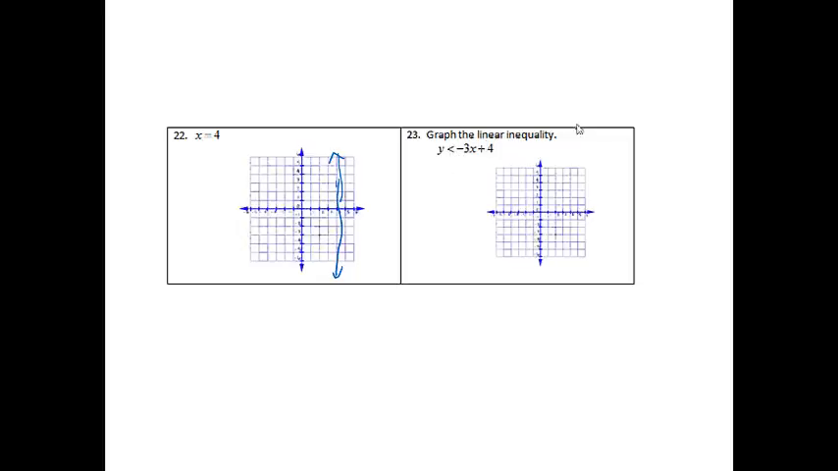Okay, number 23 says graph the linear inequality. As soon as I see a less than sign, I know that I'm going to have to shade, so I'm going to give myself a little note that I'm not done till I shade it. I'm going to start this the same way we start most graphs. I'll start with the 4 because that doesn't have an x on it, so I'm going to start up at 4 and put a dot.